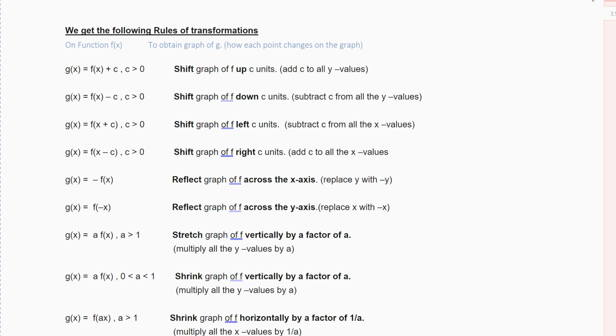So again, these would be your vertical shifts. If you add, all the y values get added by the value; subtract, all the y values get subtracted. And they shift up and down. That's why they're vertical, up and down. If you add inside the function, every x value you add c to it, every x value you subtract c from it.